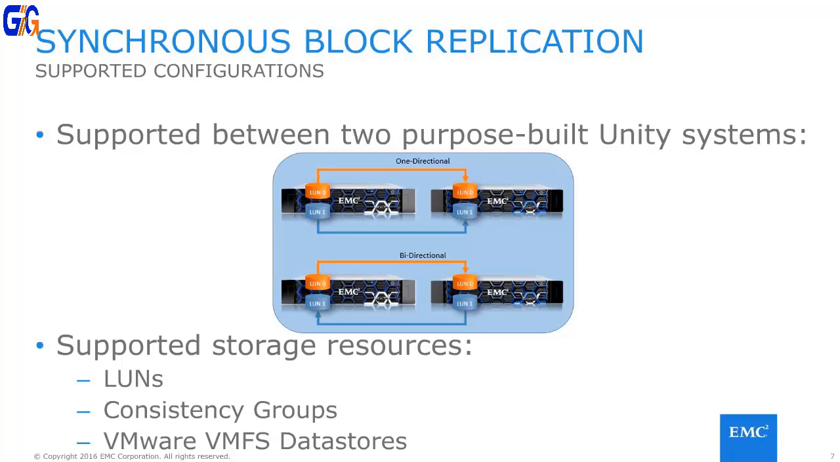Synchronous block replication is supported between two purpose-built Unity systems. You can configure replication sessions between the systems in one direction, such as from a production site to a backup, or in a bidirectional format where storage resources from either side are being replicated to the other. LUNs, consistency groups, and VMware VMFS data stores are the storage resources supported by synchronous block replication.